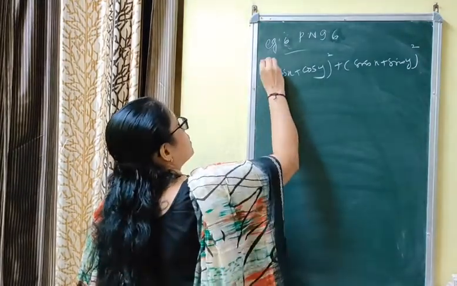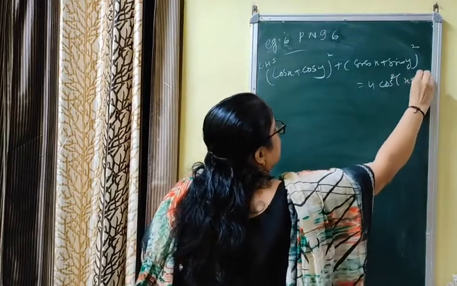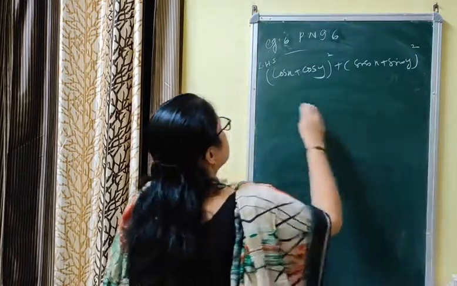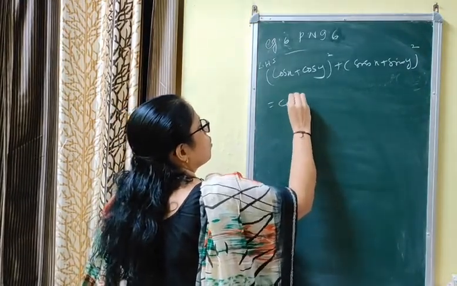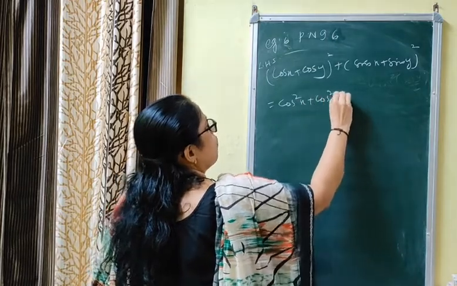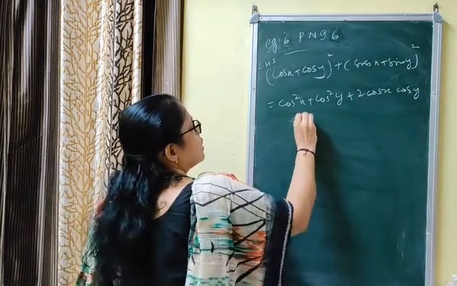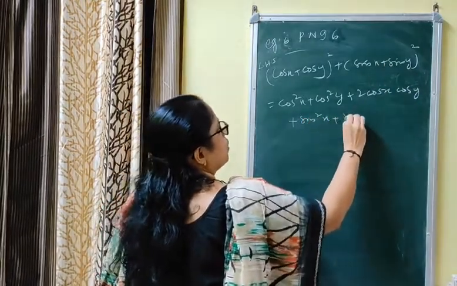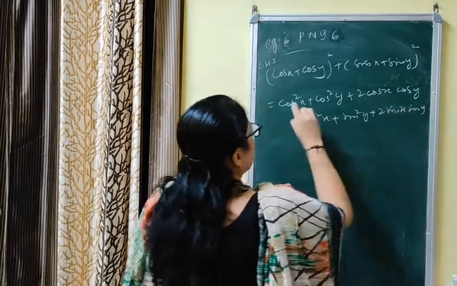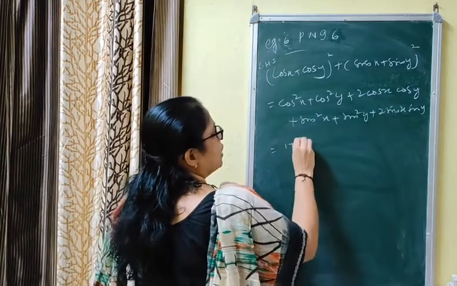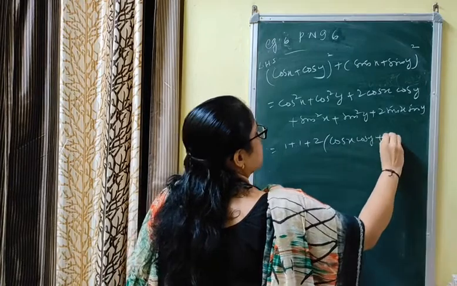Let us start from LHS. आपको लाना है 4 cos square x plus y by 2. Now let us start from LHS. You can open it by applying the formula a plus b whole square, that is cos square x plus cos square y plus 2 cos x cos y, that is the first bracket. Second is sin square x plus sin square y plus 2 sin x sin y. Now cos square x plus sin square x is 1, again 1, plus 2, you can take common cos x cos y plus sin x sin y.